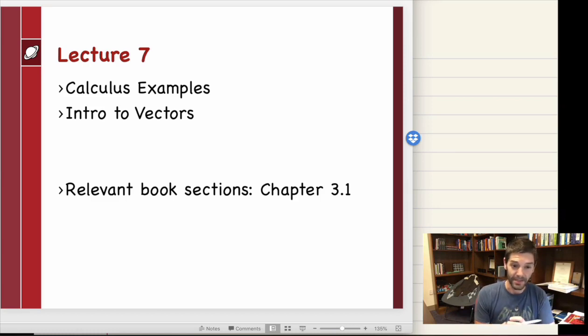So what I wanted to do today was give a little bit of a primer on calculus, because we're going to occasionally need results that assume that you know how to take a derivative or do an integral. So I'm going to show you a couple examples of that.